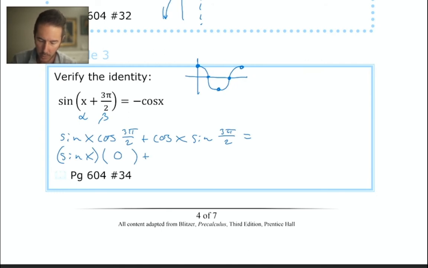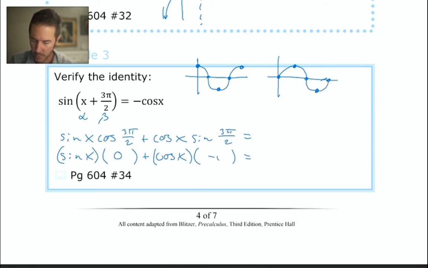So that whole first term is going to go away. Cosine of x is still there, and I'm really hoping that the sine of 3 pi over 2 is equal to -1. The sine function: sine of 0, sine of 1 pi over 2, sine of 2 pi over 2, sine of 3 pi over 2 is indeed -1. Sine of 4 pi over 2 takes us back to 0. And that's it. Negative cosine x equals negative cosine x. I would put my QED box there straight away. Nice job.